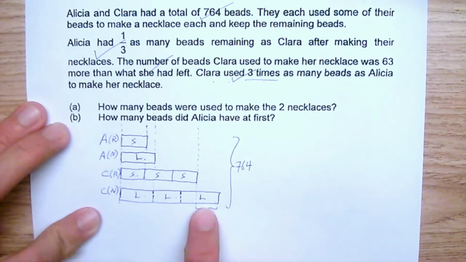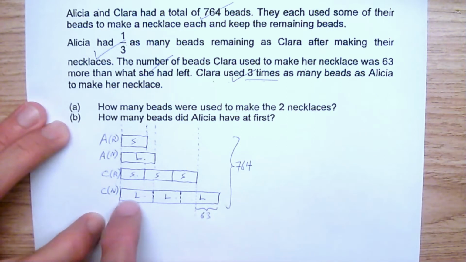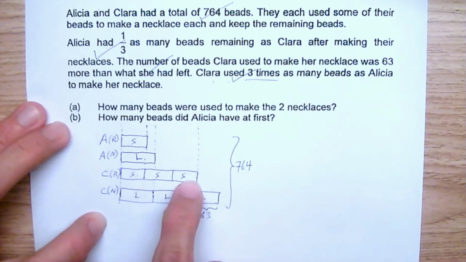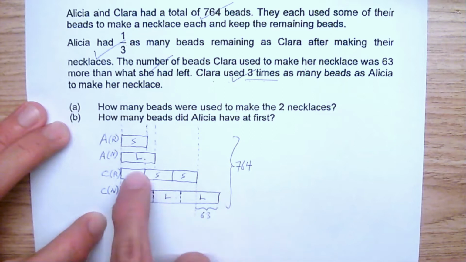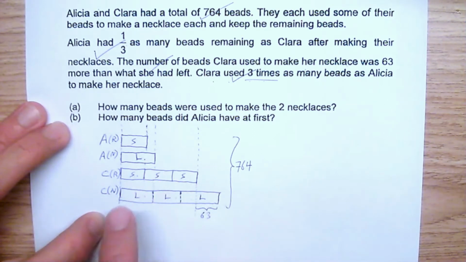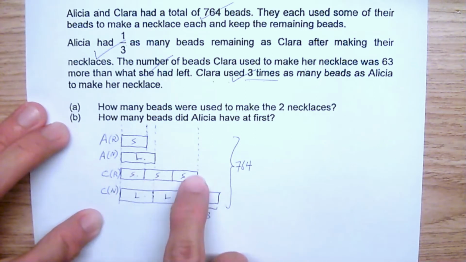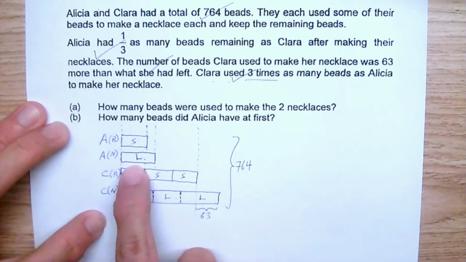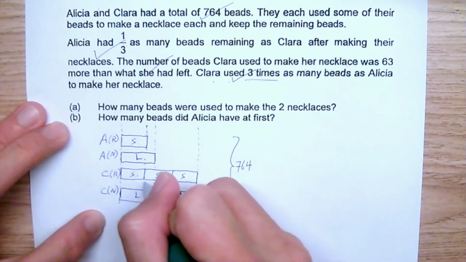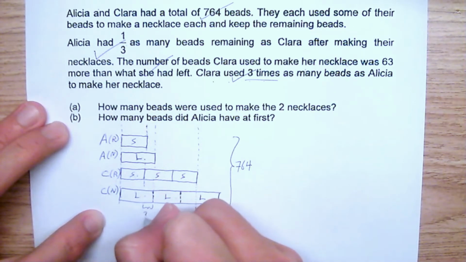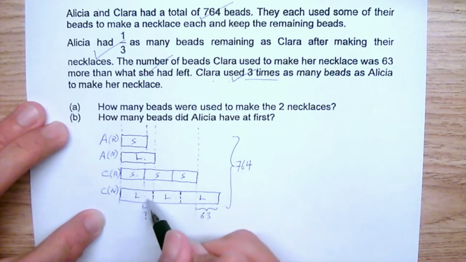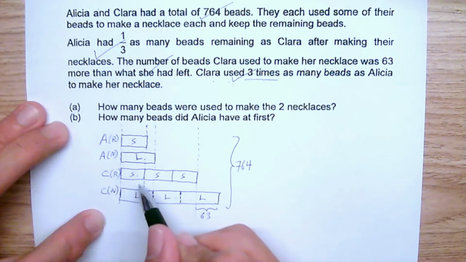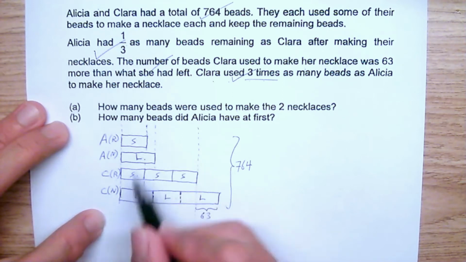Okay. Now, do you realize that this entire thing, L plus L plus L, is 63 more than S plus S plus S? So only with a model can you actually see this. I know that 3L together is 63 more than 3S. Now what I need to do is to find out the difference between 1L and 1S. Okay, I'm trying to find the difference between 1L and 1S, because once you can find the difference, you can do a lot of things with this.